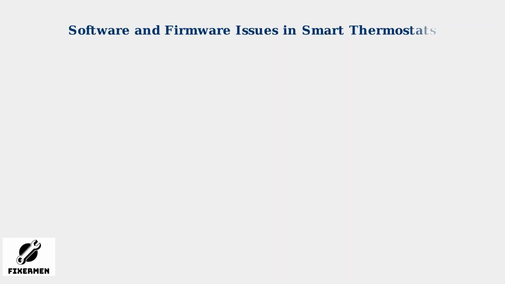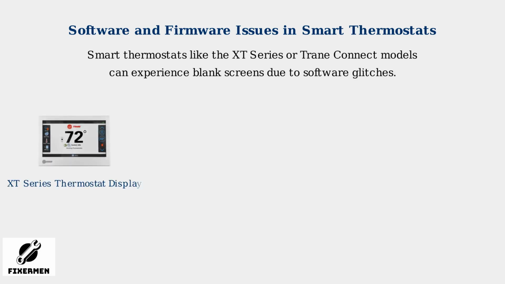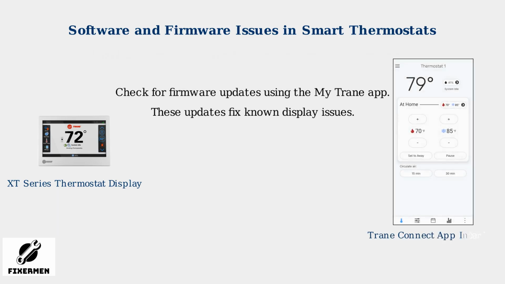For smart thermostats like the XT series or Train Connect models, software glitches can cause blank screens. These advanced devices rely on firmware to control display functions. To resolve this, check for available firmware updates through the MyTrain mobile app. These updates contain important fixes for display-related bugs.